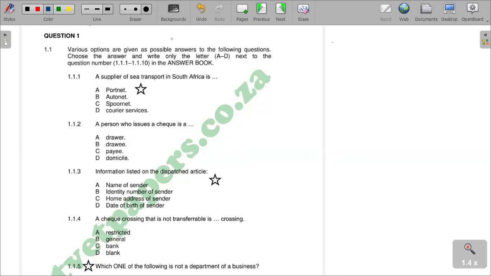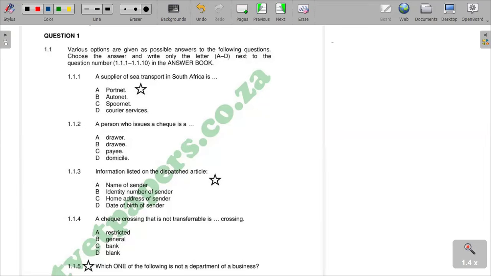Today I'm going to do a revision on Office Practice N5. It will be a full paper revision. I'm going to explain shortly so that I'll be able to manage the time. So let's go to question 1.1.